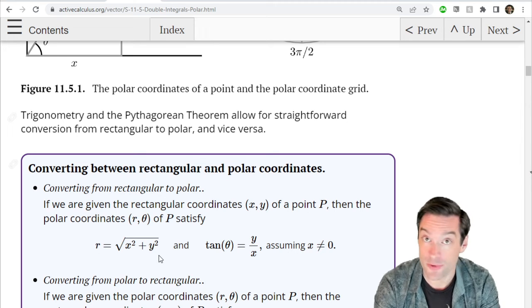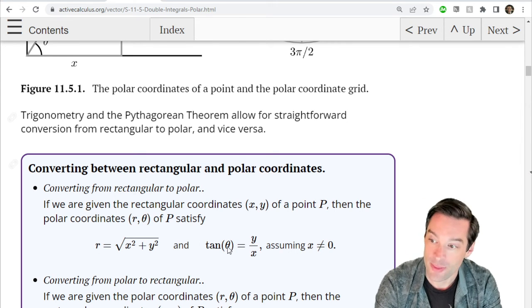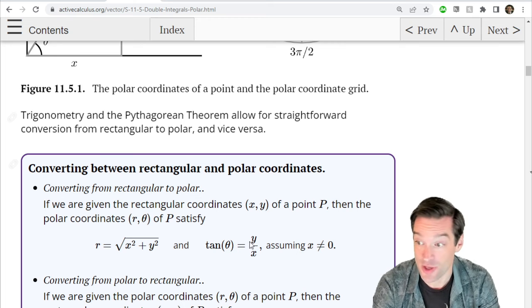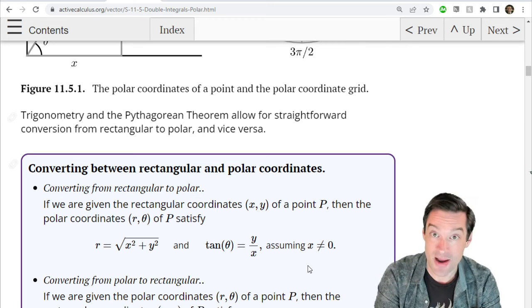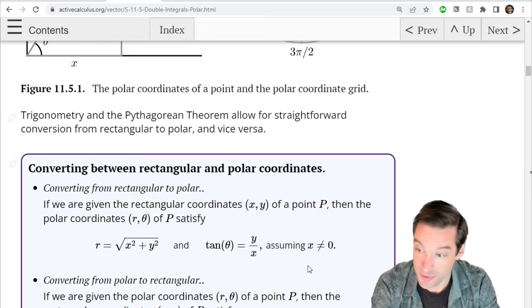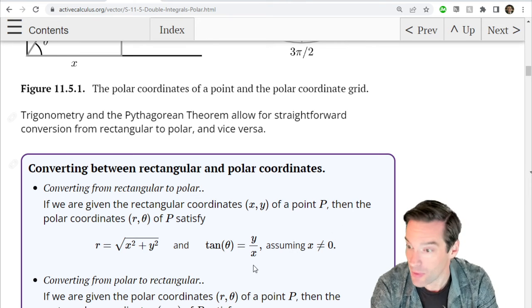Right? r is the square root of the sum of the squares of x and y, and theta is the arctangent of the ratio y over x, as long as x is not equal to 0. If x is equal to 0, that means that we must be on the y-axis, and so the angle theta is either going to be pi over 2 or 3 pi over 2, depending on if we're on the positive or the negative y-axis.